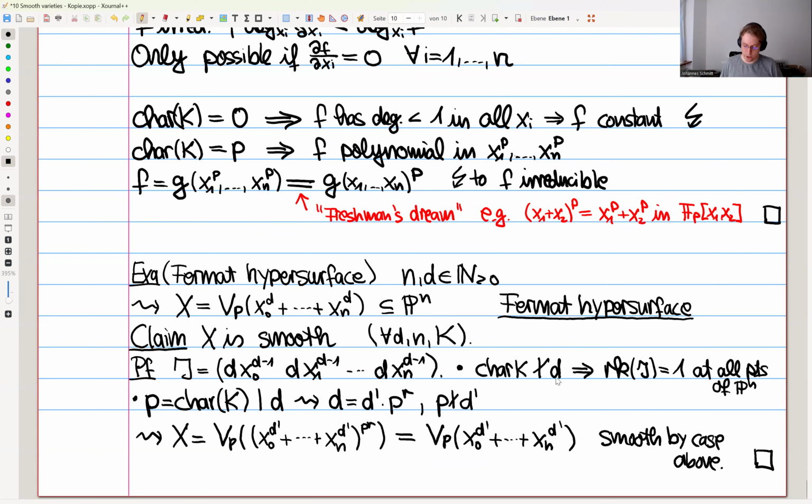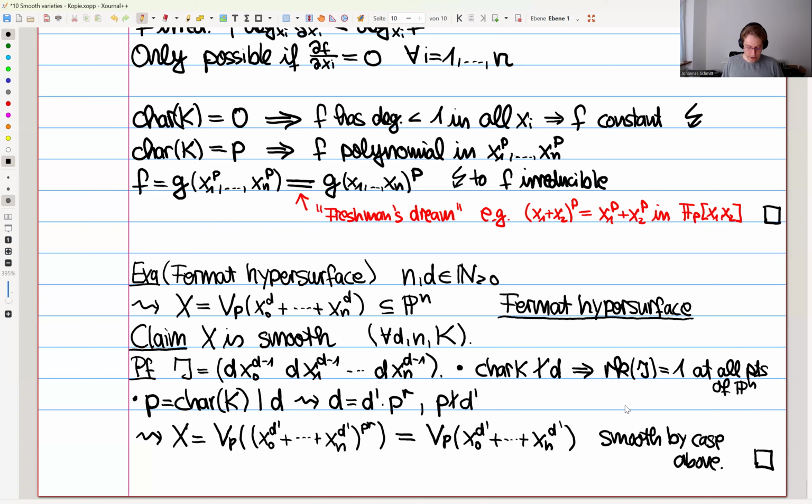If the characteristic of K does not divide d, then we can throw out all of these constant factors. And then we see this vector is 0 if and only if the x_i to the power d minus 1 are 0. But all of the x_i to this power d minus 1 being 0 is only possible if all of the x_i themselves are 0. But this is not an allowed point inside the projective space P^n. We don't allow the 0, 0, 0, 0 vector. And so this can never be 0, so its rank is always 1 at all points. And then the projective Jacobi criterion tells us it's smooth of codimension 1.